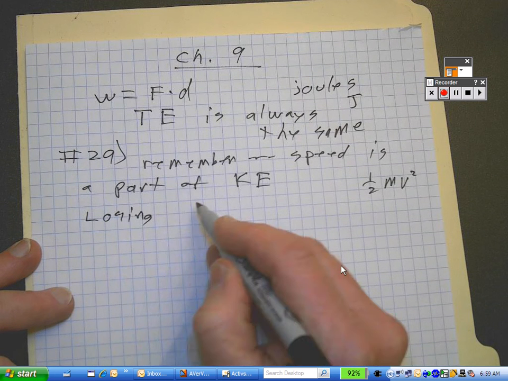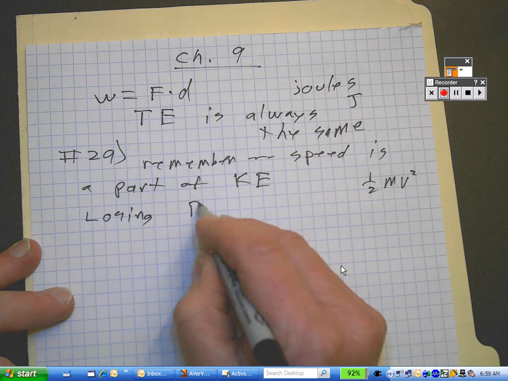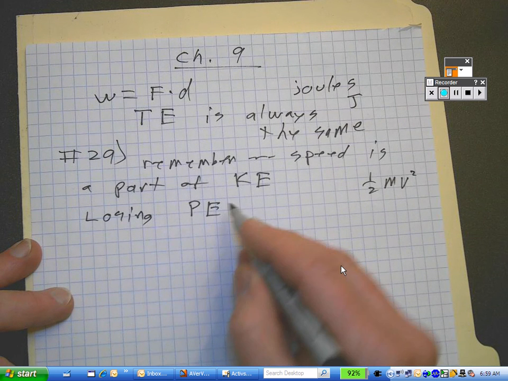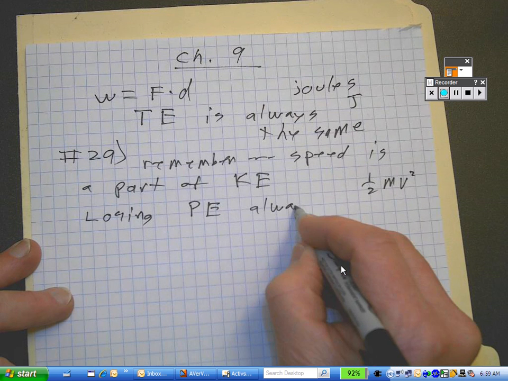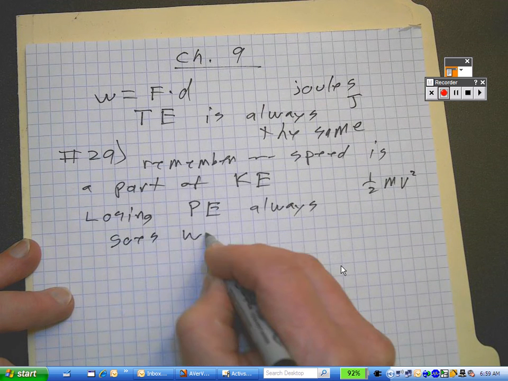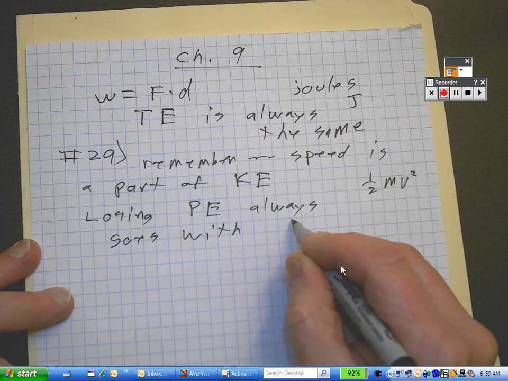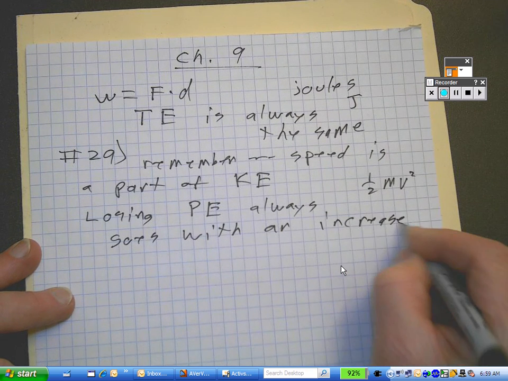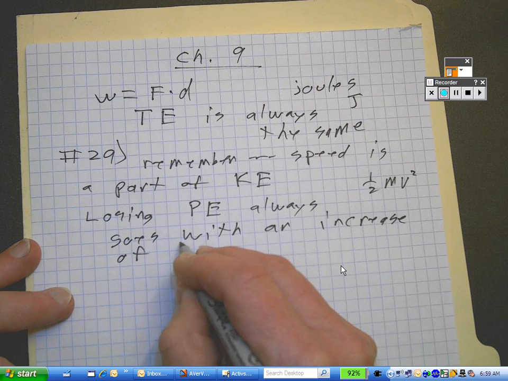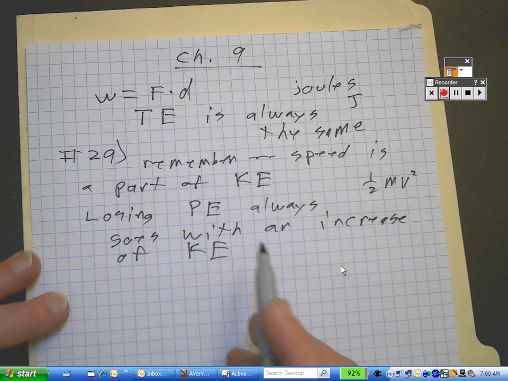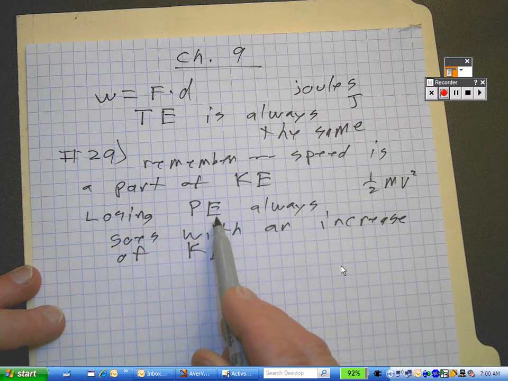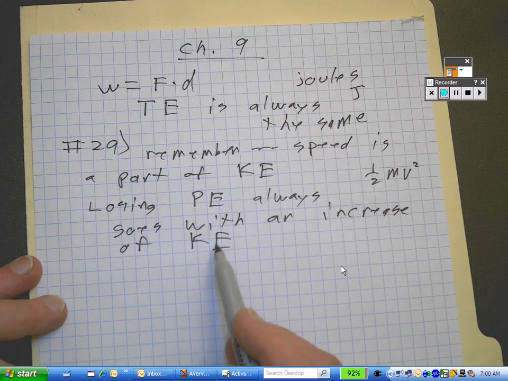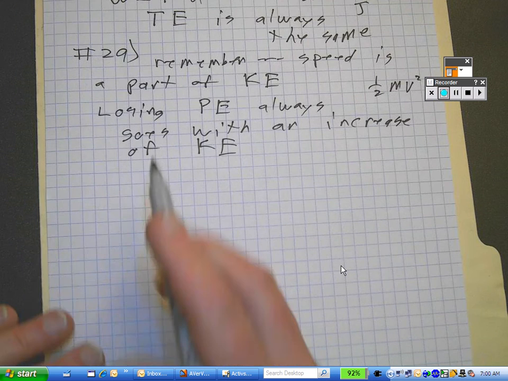Losing potential energy, gravitational potential energy, always goes with an increase of kinetic energy. So if you lose potential energy, whatever you lose becomes then a gain of kinetic energy. So if you lost 300 joules, you would gain 300 joules of kinetic energy.